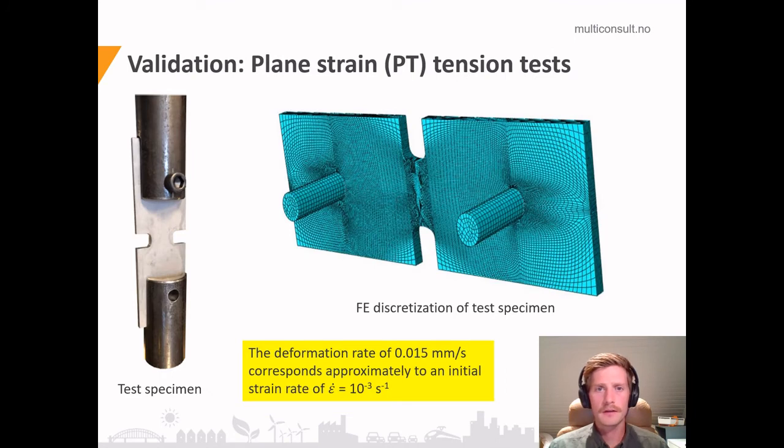So let's have a look at the last part, validation of the material models. To do this, we carried out plane strain tension tests. We see the test setup on the left, where we have a very similar setup as the uniaxial tension tests. And on the right, we see the finite element discretization of the test specimen. So we adjusted the deformation rate in the tests to correspond to the same strain rate as the low strain rate in the uniaxial tension tests.